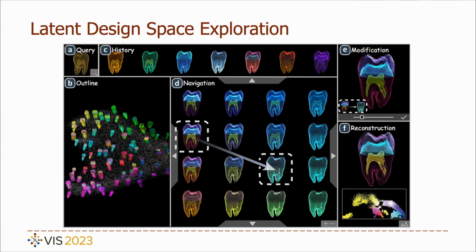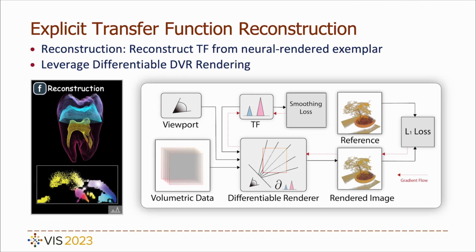In the reconstruction view, the user can reconstruct the explicit transfer function from a neural rendered design. This is realized by a differentiable DVR render. Here, the transfer function is the only optimizable scene parameter. The optimization loss is computed by combining the L1 loss and a transfer function smoothing loss.